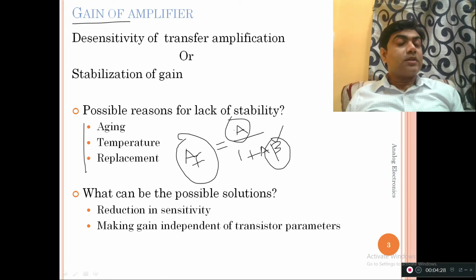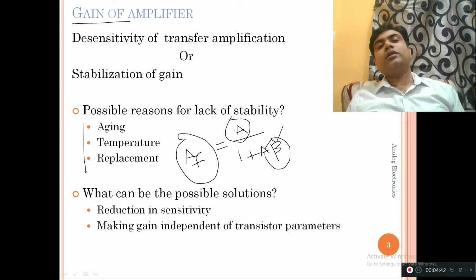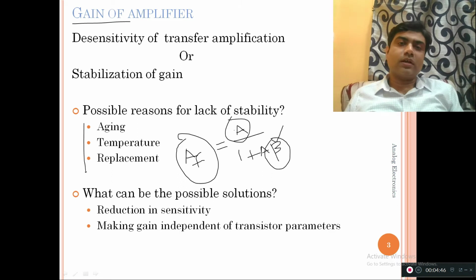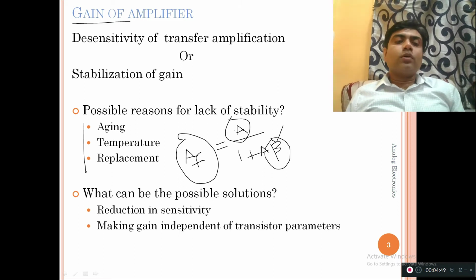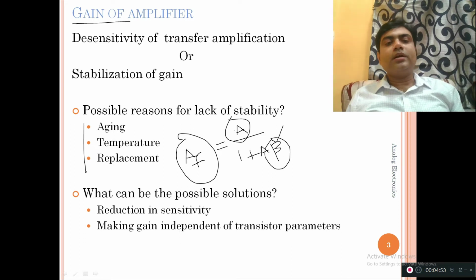Third is the replacement. If for any reason you are replacing the amplifier or any other electronic component in the circuitry, then definitely the performance again will never be similar to what it has been for the years or days which you have been using the component. So these are the three basic possibilities where we see that stability lacks.